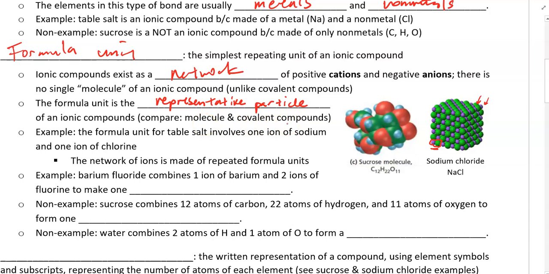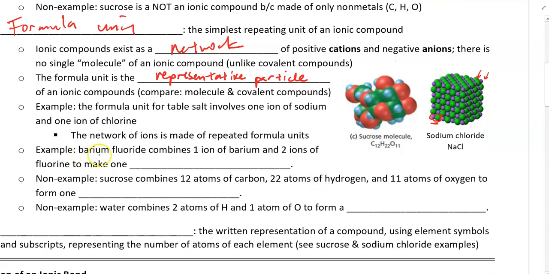So you can see right here, I've talked through this already. The formula unit for table salt, sodium chloride, involves 1 ion of sodium and 1 ion of chlorine, which again is represented by 1 purple and 1 green. And so this single formula unit is repeated over and over again to make the network. Or, for example, barium fluoride happens to contain 1 ion of barium and 2 ions of fluorine to make 1 formula unit. That's exactly the single repeating unit that makes the ionic compound exist. As a non-example, sucrose combines 12 atoms of carbon, 22 atoms of hydrogen, 11 atoms of oxygen to form 1 molecule, which again is different because it is its own isolated group.